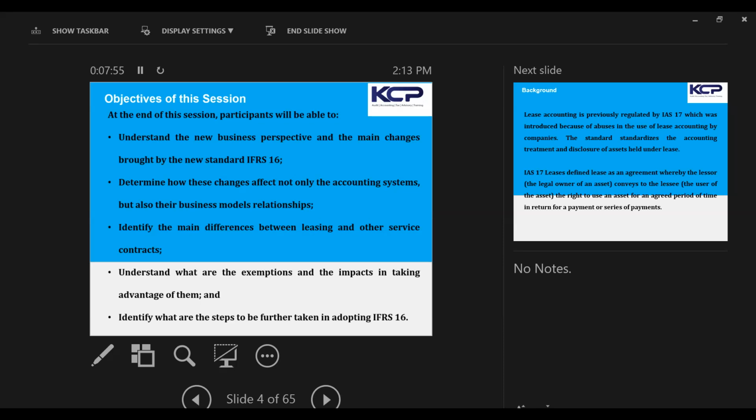We need to understand what the exemptions are and the impacts in taking advantage of them. Identify what steps are to be further taken in adopting the IFRS system.